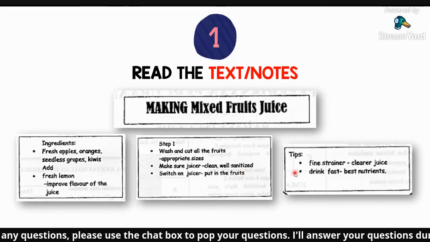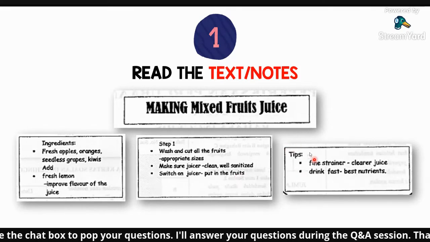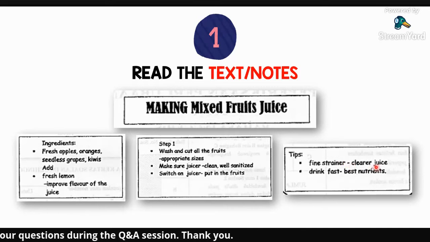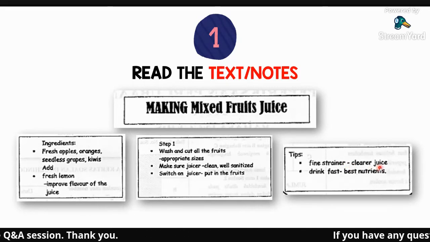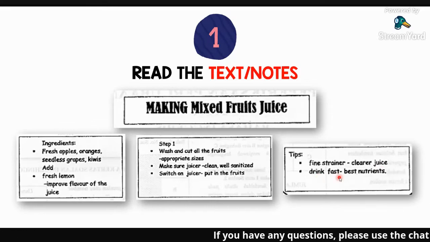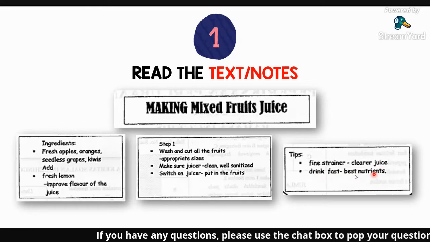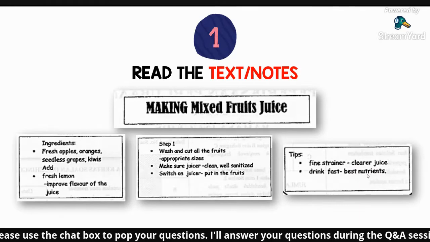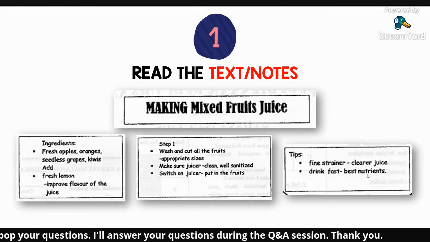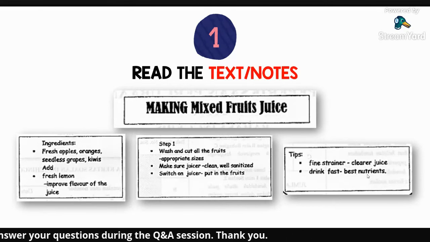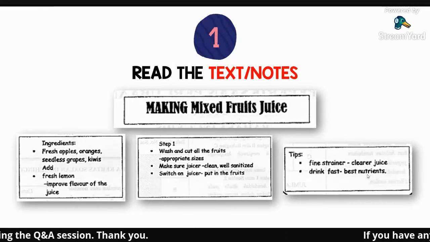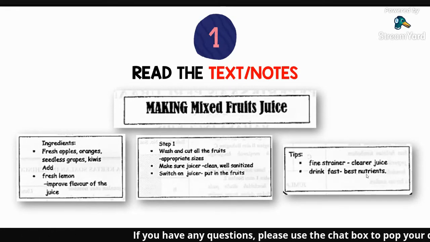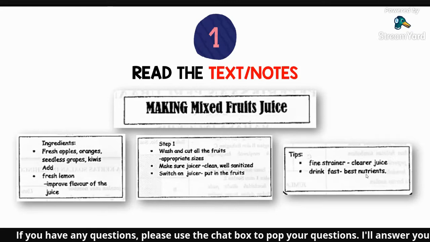The next one are the tips. Fine strainer, and then we have a dash, clearer juice. Then drink fast, and then we have a dash, best nutrients. So the first thing is to go through whatever is given to you. Go through the notes first. That is step one, which is read. Don't worry, this is going to be very fast. We will be ending very soon.